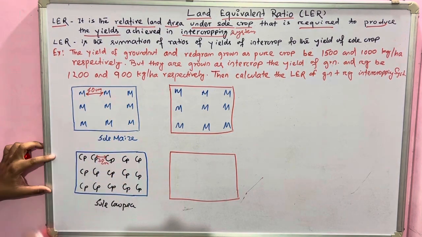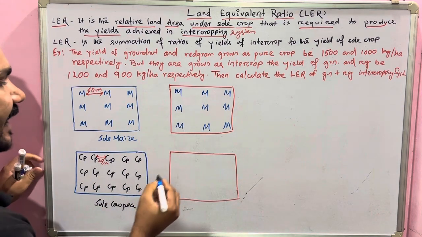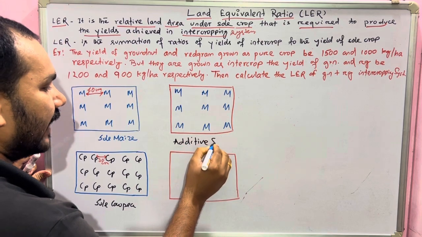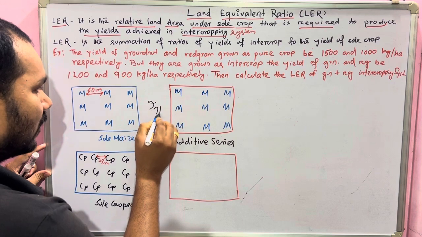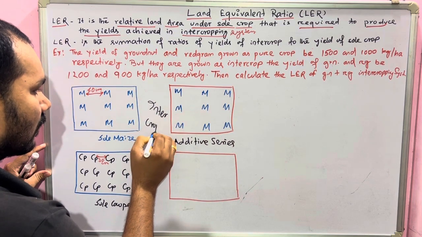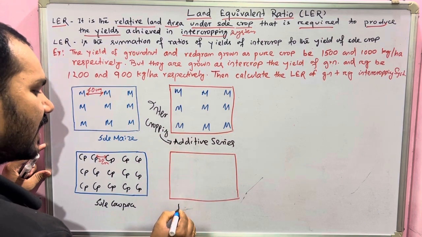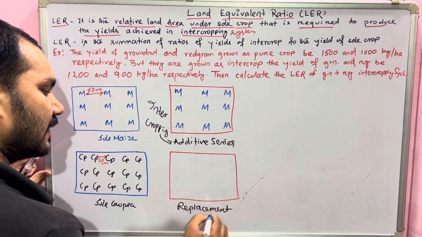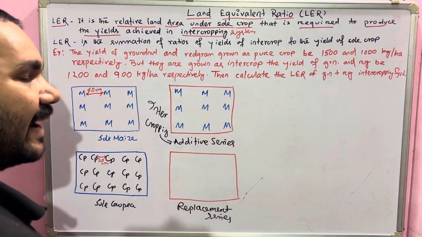This is sole cowpea. Now whenever we are going for intercropping system, there are two types of intercropping. One is additive series, another is replacement series. So first come to know what you mean by additive series.